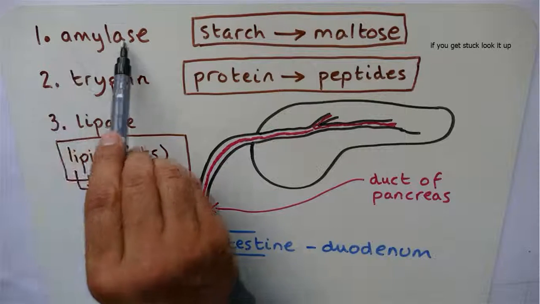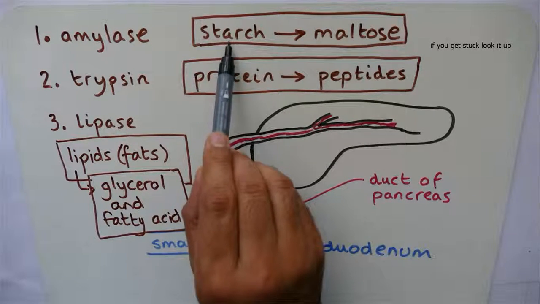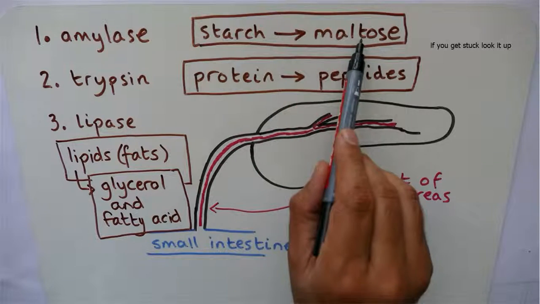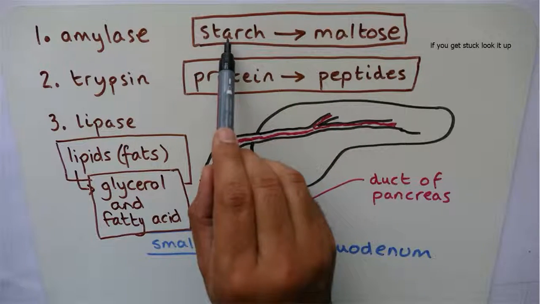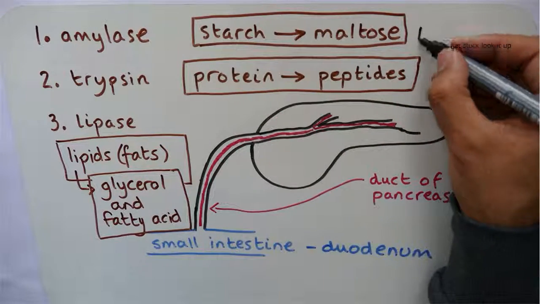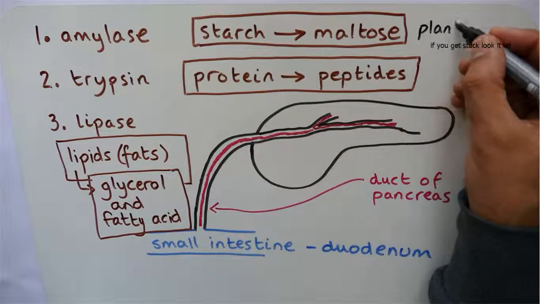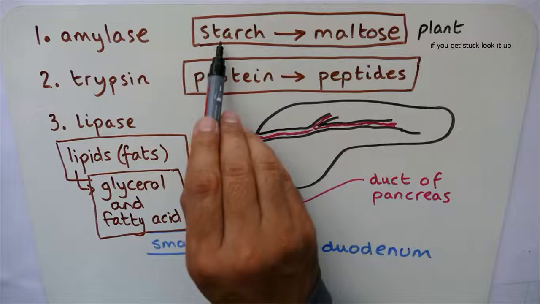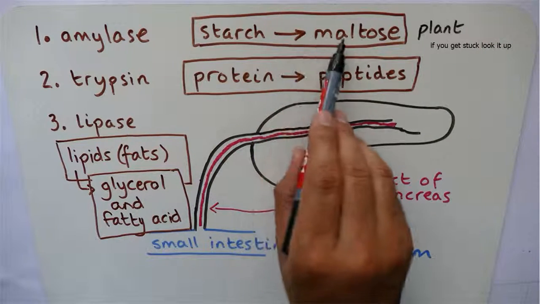What does amylase do? It breaks down starch into maltose. Remember what we said starch was? Think of it as a plant. So it turns starch into maltose.